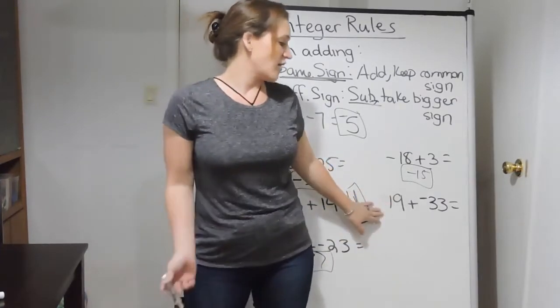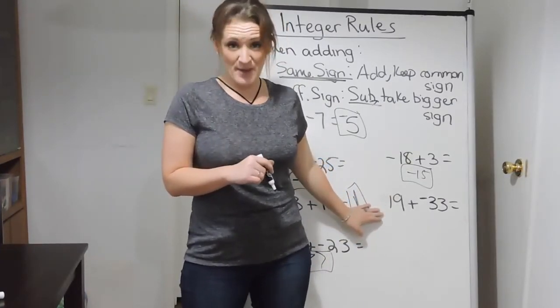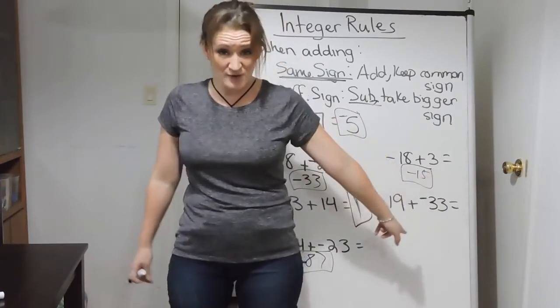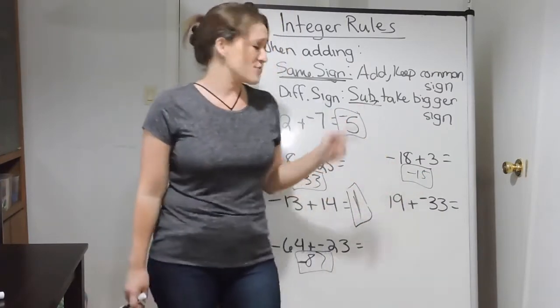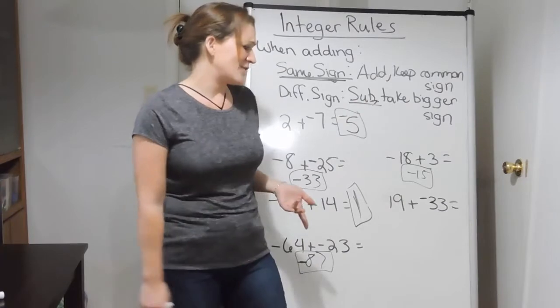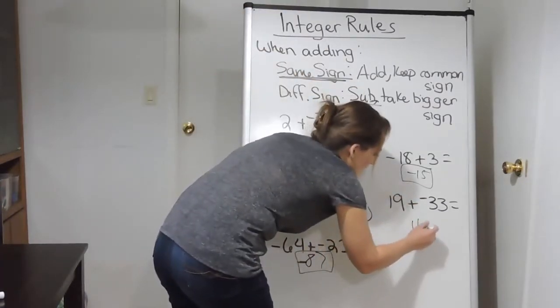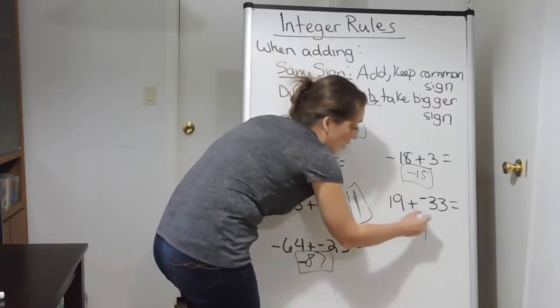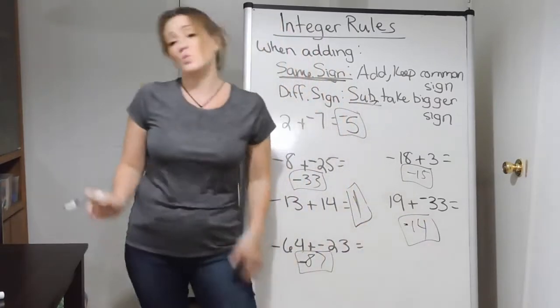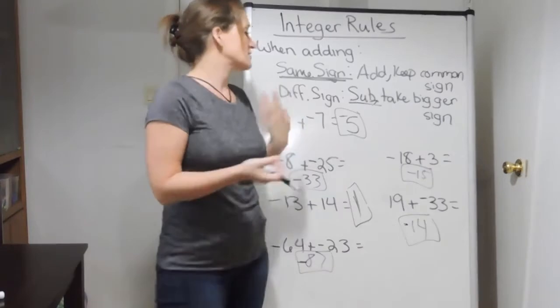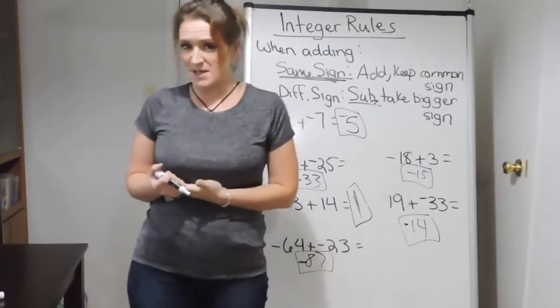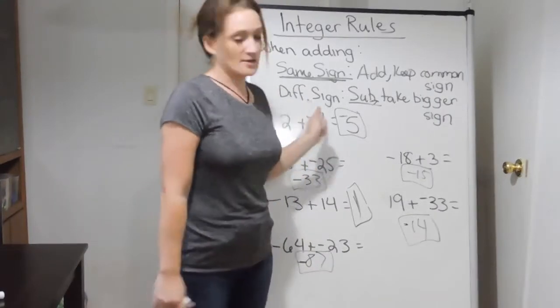Same thing over here. If I had $19 in my bank account, but I spent $33, I'm now negative. And how much negative am I going to be now? Well, 33 minus 19, that's a 14. And I'm going to be down 14 because I spent way more than what I had in my bank account. Alright, so same thing works when you're thinking about spending money or if you're thinking about these integer rules.